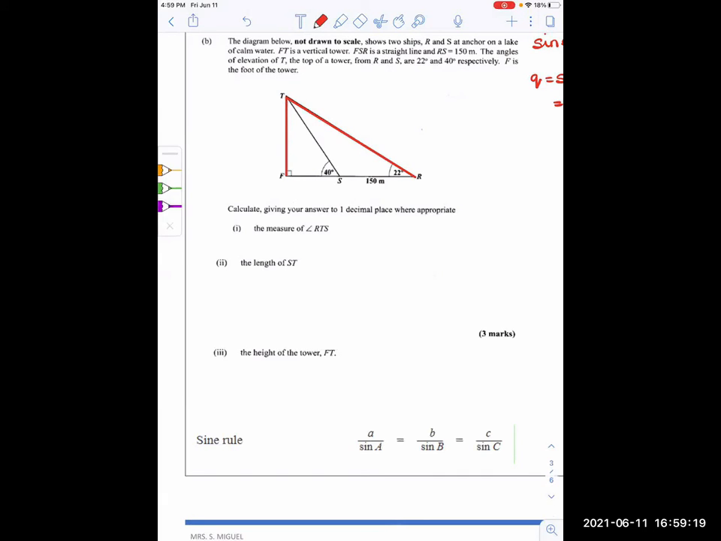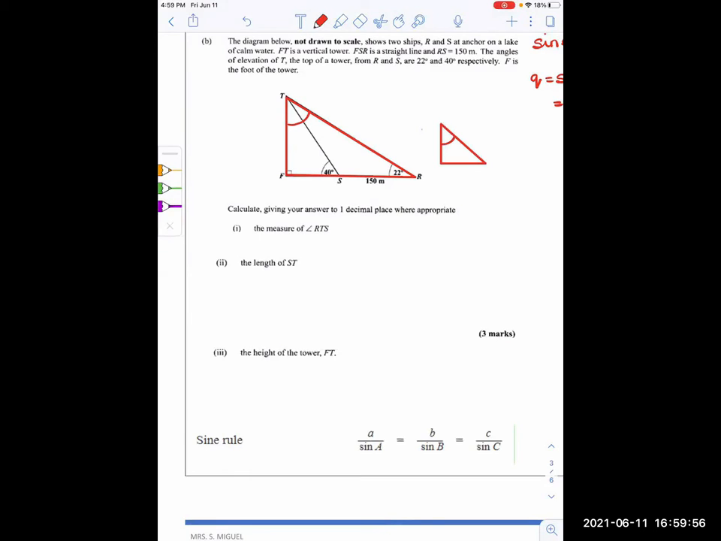RTF. What type of triangle is this? Right angle. RTF, a right angle triangle, right? Can you find this angle here for me at T? Yes, miss. How did you find it, Hannah? 90 plus 22 and minus it from 180. Yes, so go ahead. Find the angle at T.